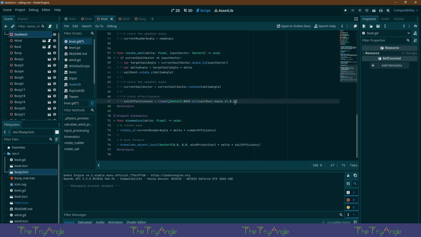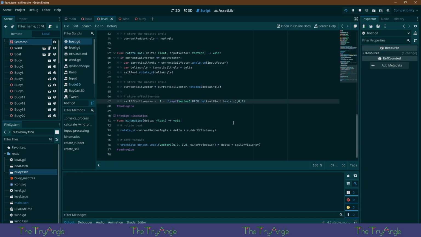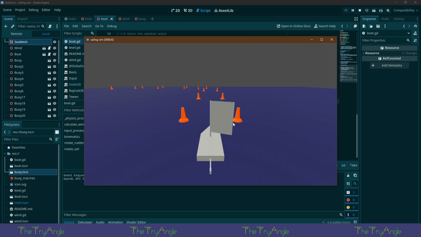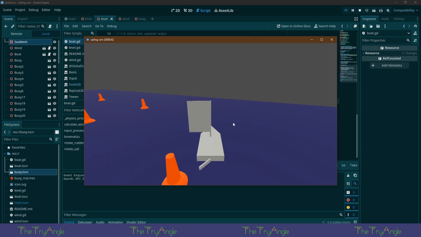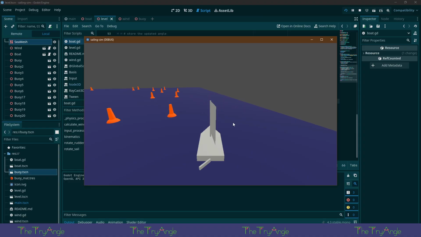Oh, shoot. Let me think here. 1 minus. Yeah. That's it. When it's at 0, it's 1. And when it's 1, it'll be 0. So let's try this again. So it's maximum effective. There we go. Should be dead. It should die around here.